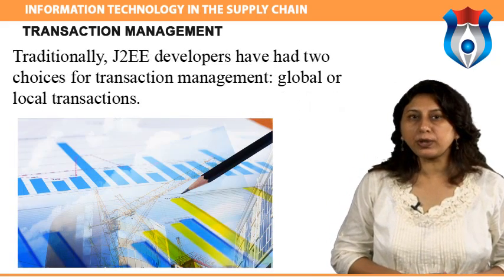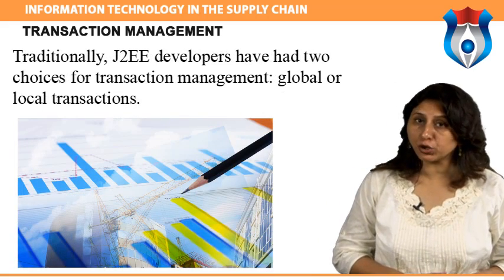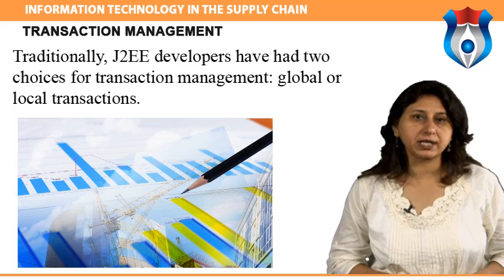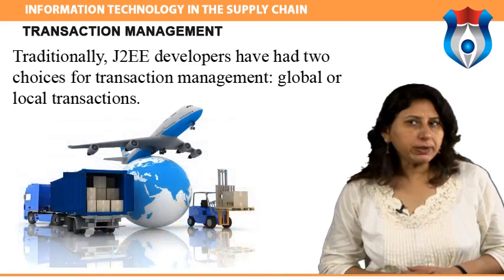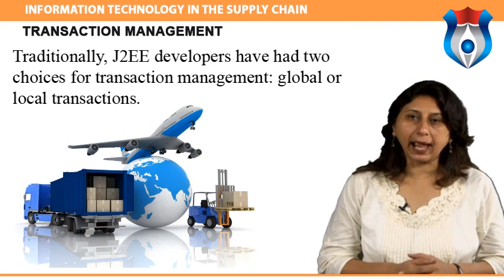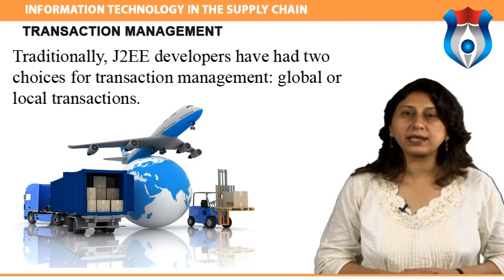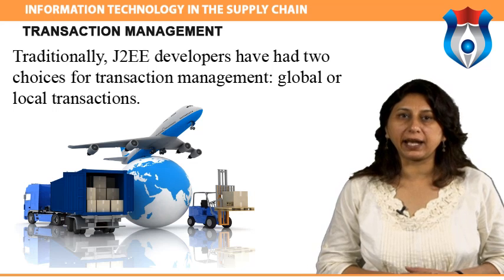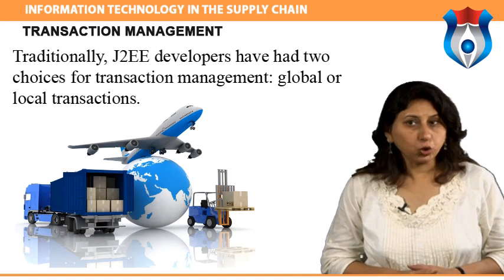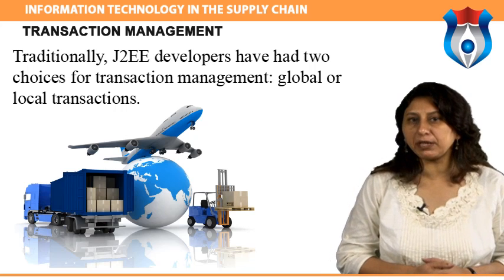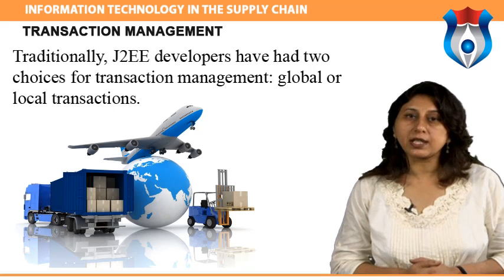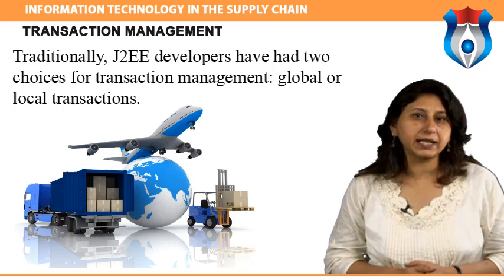Traditionally, J2EE developers have had two choices for transaction management: global or local transactions. Global transactions are managed by the application server using the Java Transaction API, JTA. Local transactions are resource specific. The most common example would be a transaction associated with a JDBC connection.